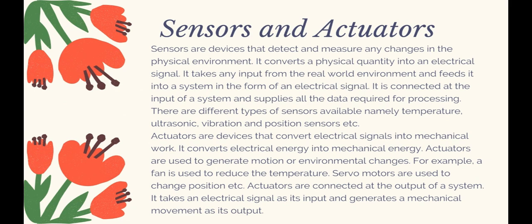Actuators are devices that convert an electrical signal into mechanical work. It converts electrical energy into mechanical energy. Actuators are used to generate motion or environment changes. For example, a fan is used to reduce the temperature. A servo motor is used to change positions and act. Actuators are connected at the output of the system. It takes an electrical signal as input and generates a mechanical movement as its output.